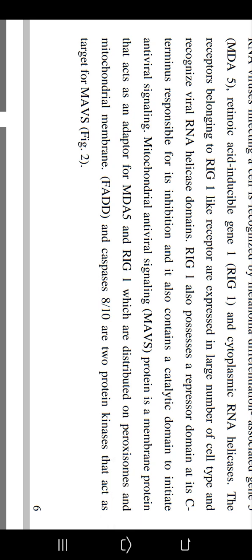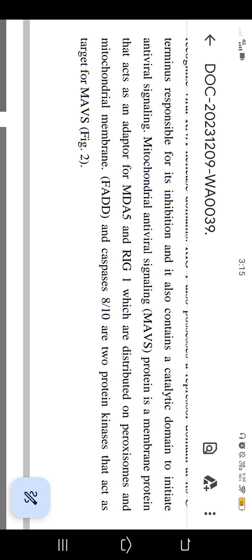Mitochondrial antiviral signaling protein, MAVS, is a membrane protein that acts as an adapter for MDA5 and RIG1, and is distributed on peroxisomes and mitochondrial membranes. FADD and caspase 8 and 10 are proteins that act as targets for MAVS.